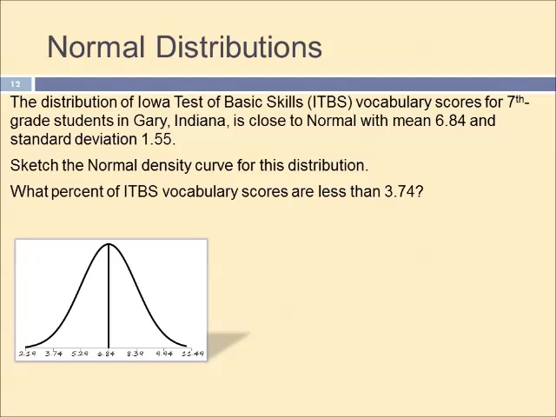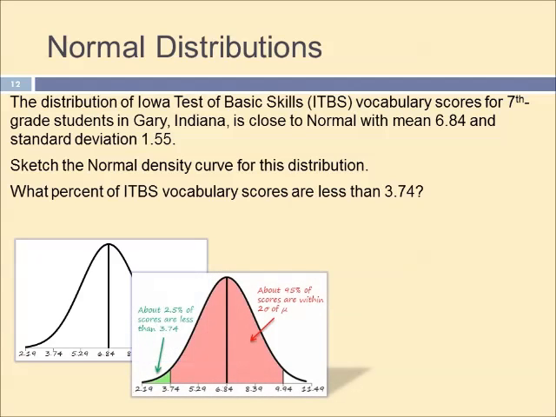So, what percent of vocabulary scores are less than 3.74? Well, if we take a look here, about 95% of the scores are within two standard deviations of the mean. That's 2 times 1.55 on either side of the mean. So what's left over is 5%, and that's split equally between the two tails. So below 3.74 represents about 2.5% of all the scores.